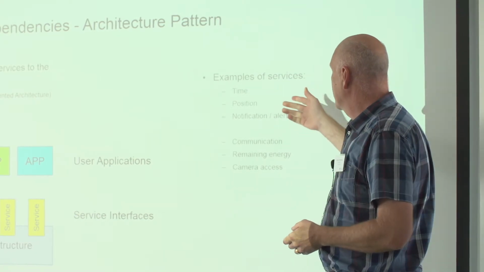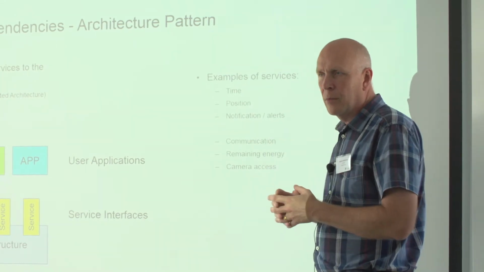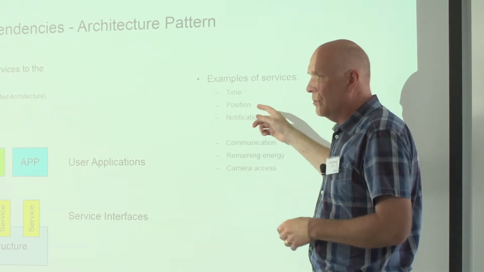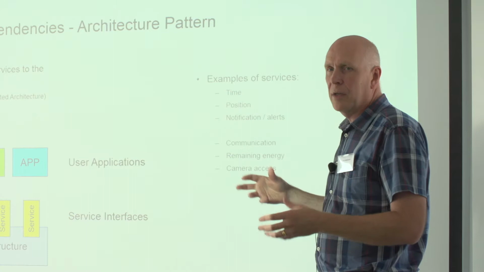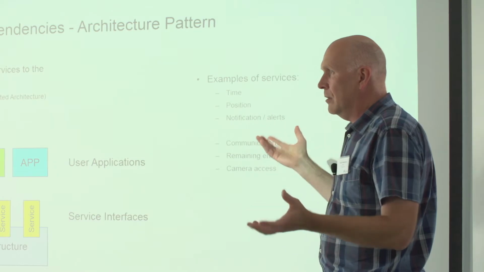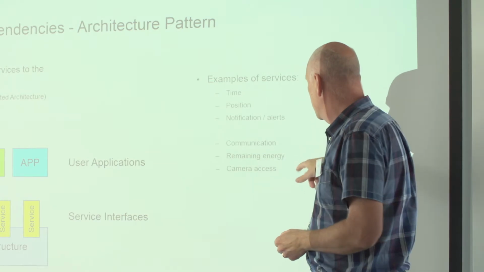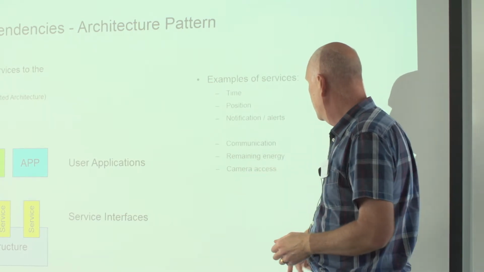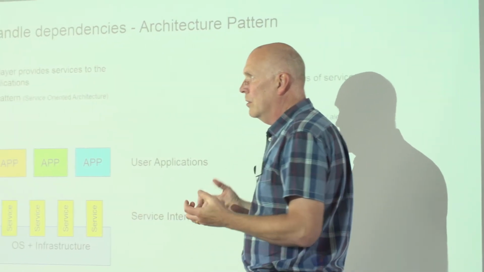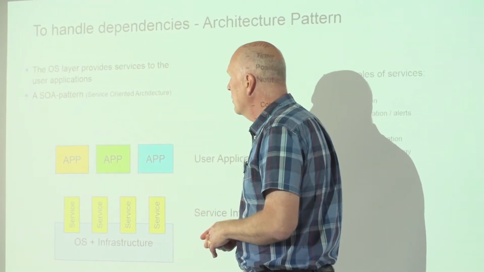So examples of those services are time, provided with very good precision to all the applications. Position: what position do you have now? It's coming from GPS or other sensors. And notification alert is something that should also be centralized in the service. Communication, how much energy is remaining, or access to cameras and so on. This could be a long list. But the more central they are, the more important and the more planned it should be.